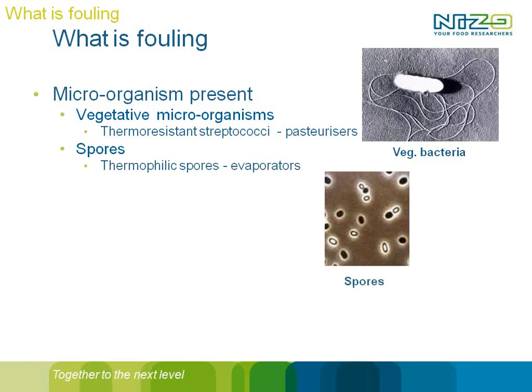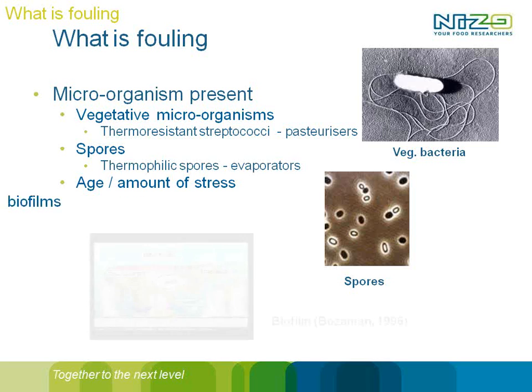The second type that can be in your equipment is so-called spores. They are more resistant against heat and against all kinds of chemicals. And very famous ones actually are the thermophilic spores, which are known to be present in evaporators and cause biofouling in biofilms over there. It's important to know what age the bacteria are. Is it very old? Is it very young? Has it already had a lot of stress? So it's important to know if you have a very old layer of fouling or a very fresh layer of fouling, because the older it is, the more difficult it is to remove.